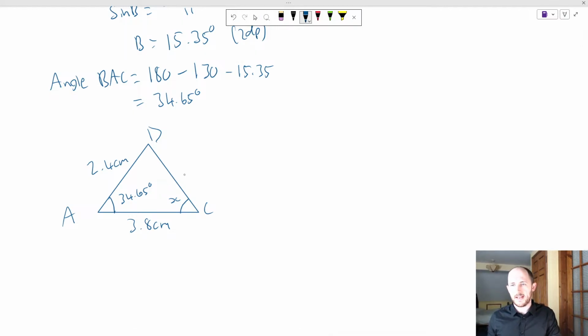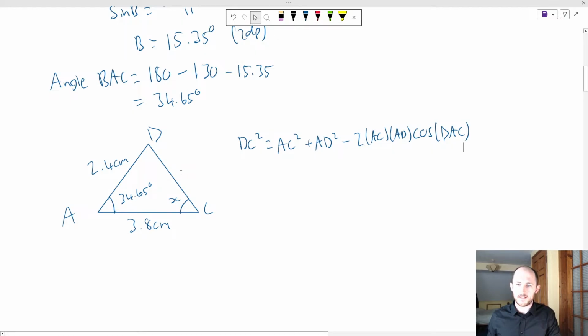So, cosine rule is a squared, which in this case is DC squared, equals AC squared plus AD squared minus 2 AC AD cos of DAC. Remember, it's just the opposite side squared equals one side squared plus the other side squared minus 2 times the two sides times the cosine of the angle you have. So let's sub that all in and get our answer.